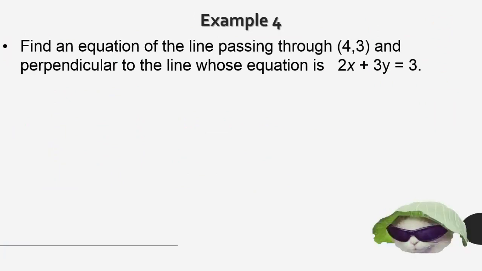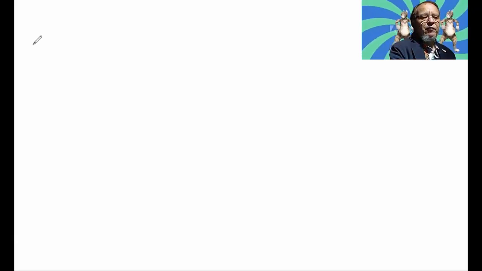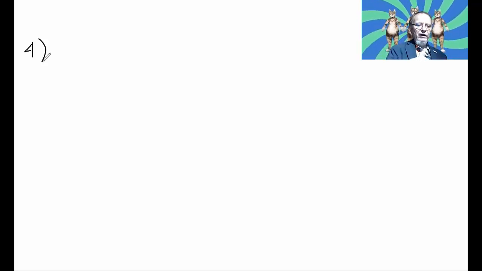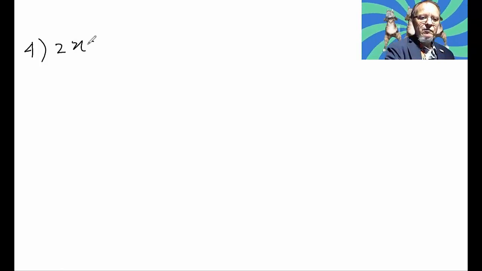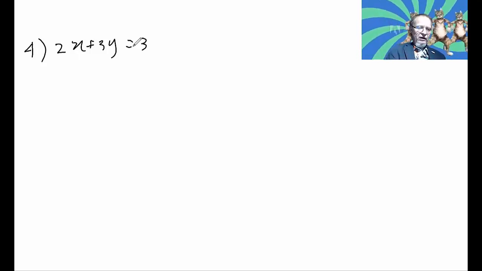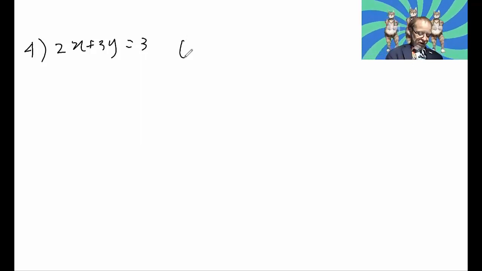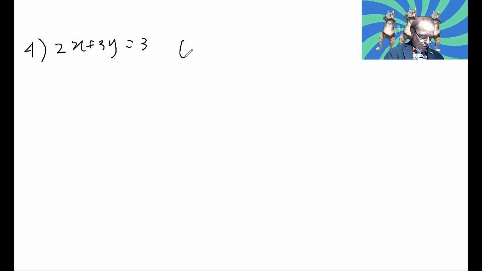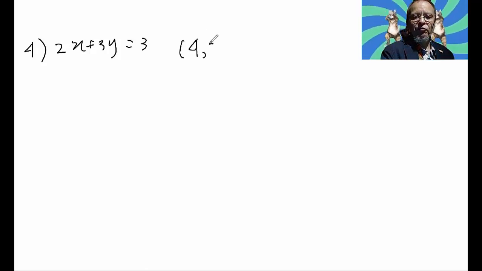In example number 4, we're asked to find an equation of a line passing through point 4, 3, and is perpendicular to the line whose equation is 2x plus 3y is equal to 3. So let us go over to the whiteboard and solve this. So in example number 4, we're given the line in standard form of 2x plus 3y is equal to 3. And we want to find a line that is perpendicular to it, that goes through point 4, 3.